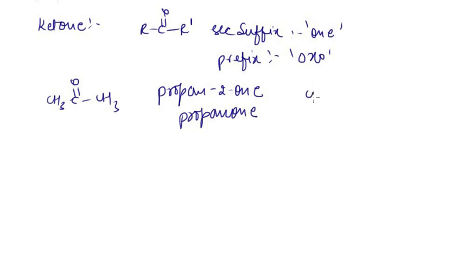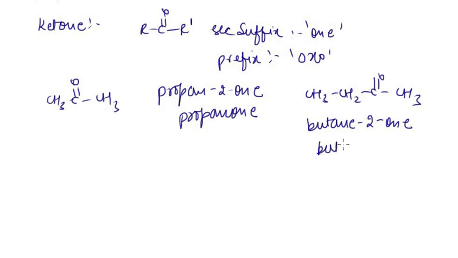Now we can use CH3 CH2 C double bond O CH3. Now it is called 2 butane 2 one. Butane 2 one. Normally we call it butanone because there is only one possibility. If we use ketone, then the double bond O has only one possibility.